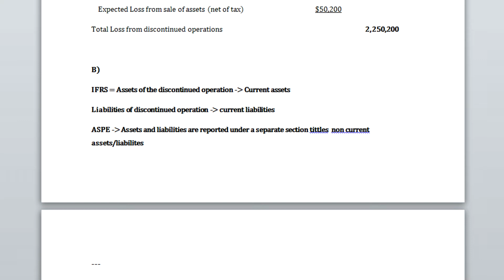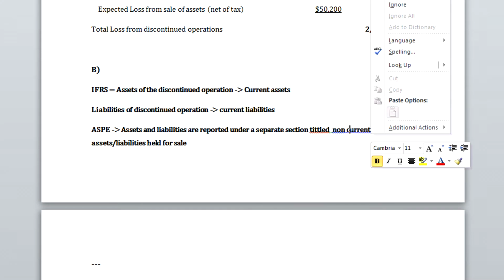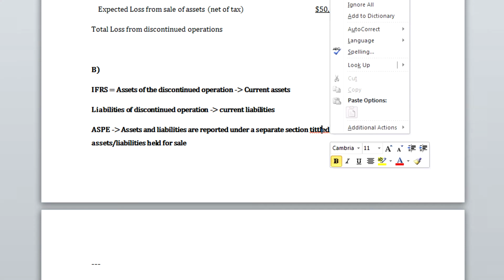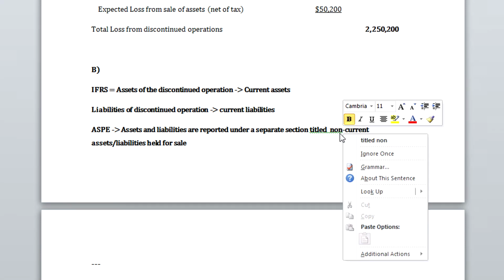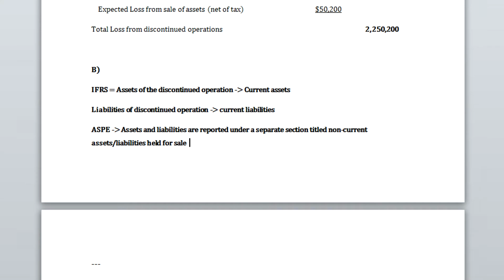Non-current assets or non-current liabilities held for sale. Okay? Sorry, I spelled that wrong. Non-total asset, non-current. Come on, get that right. Come on, stop giving me the wrong word.